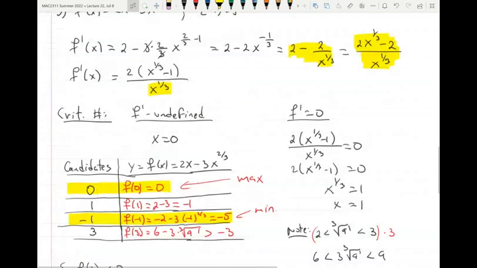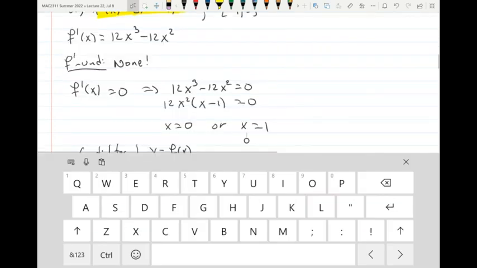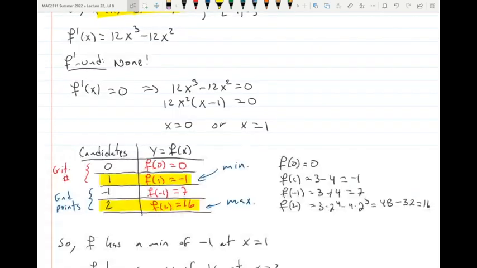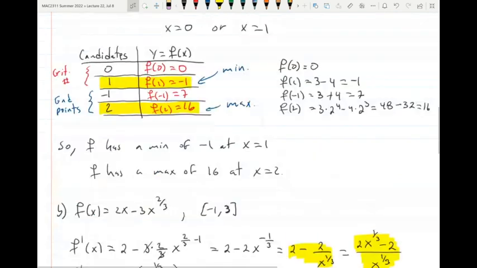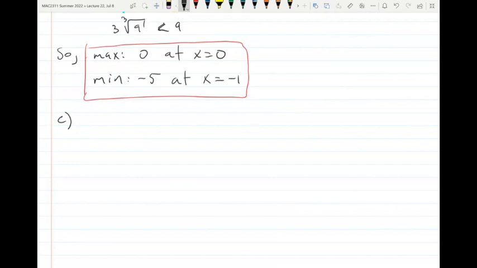Okay, wait, slow down. So 2 sine x minus cosine of 2x, and this is happening on the interval from 0 to 2 pi. So 2 sine x minus cosine of 2x, and we want to do this from 0 to 2 pi. Okay, so again, this function is continuous. So on this closed interval, it's going to have a maximum, it's going to have a minimum. All right, let's find critical numbers.